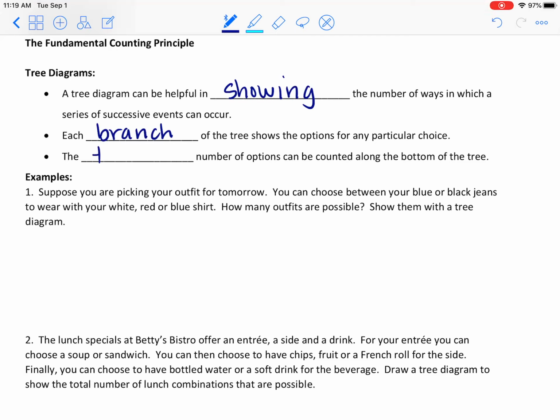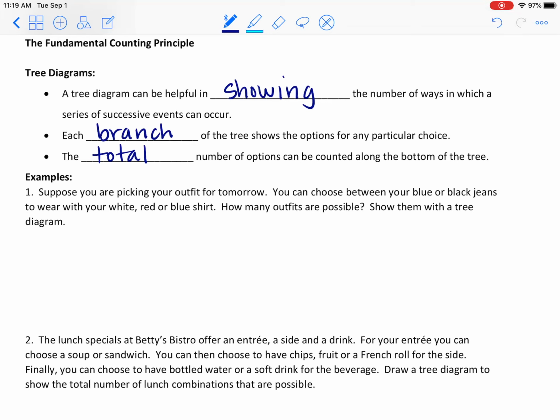And the total number of options in your scenario you're going to be able to count along the bottom of your tree diagram. Now, the more choices you have, obviously the bigger the tree is going to be, and that's where the counting principle is going to help us. Okay, so let's start with the tree diagrams though.